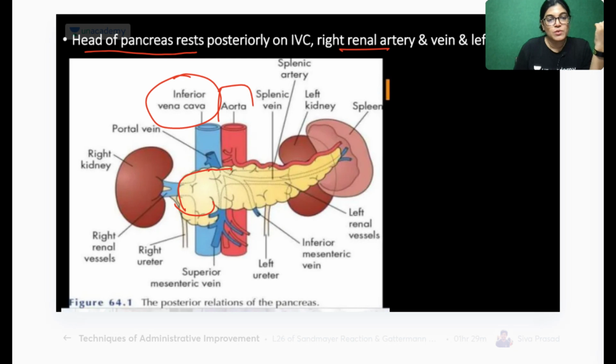Okay, so here will be the branch from aorta, renal artery, and also the right and the left renal vein. So actually, the tributaries of the inferior vena cava. Both, please note down, inferior vena cava.